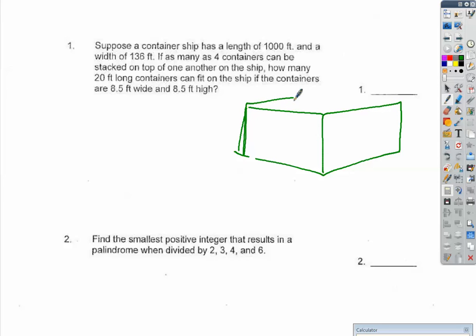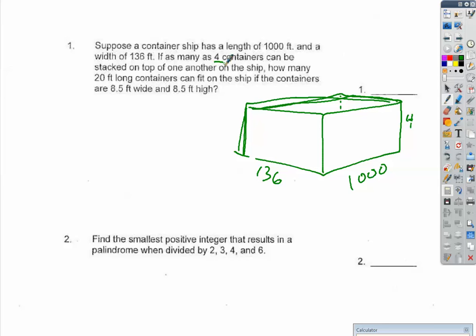I'm drawing the container. Okay, so 1,000, and then width of, and 4 containers stacked on another on a ship. How many 20-foot long containers can fit on a ship if the containers are 8.5 feet wide and 8.5 feet high? Well, it says they can go 4 containers high, so I'm not going to worry too much about that.